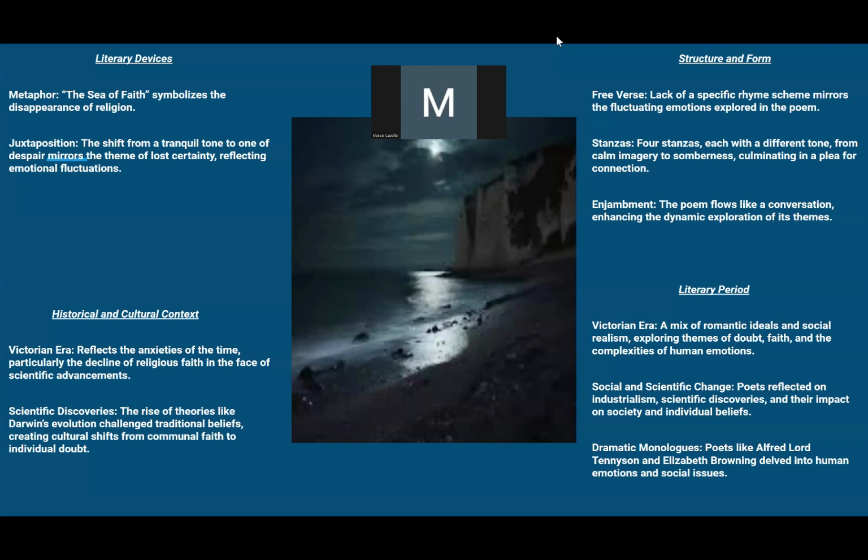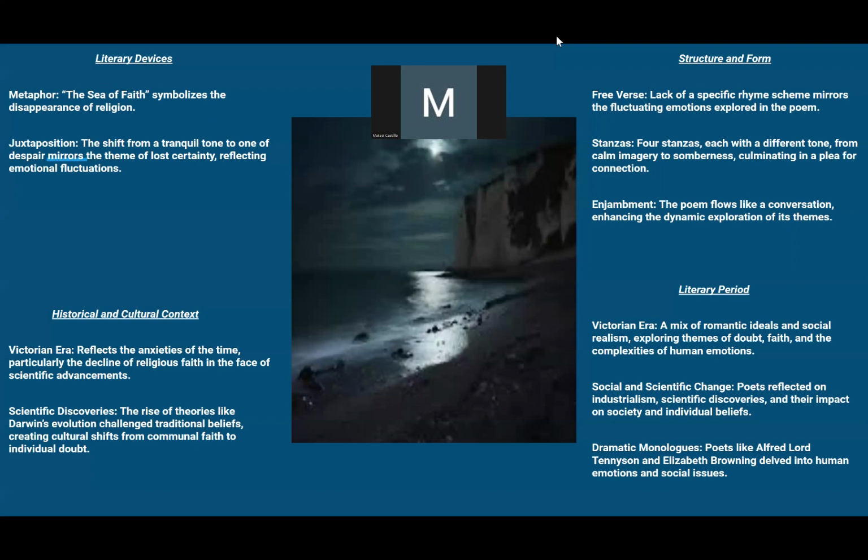The scientific discoveries made during this time period challenged traditional beliefs, such as Darwin's evolution. This created a cultural shift from communal faith to individual doubt. The literary period, which marked the Victorian era, was a mix of romantic ideals and social realism, exploring themes of doubt, faith, and the complexities of human emotions.